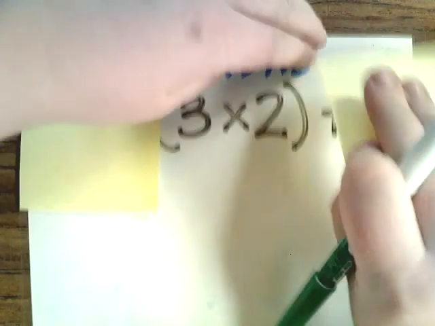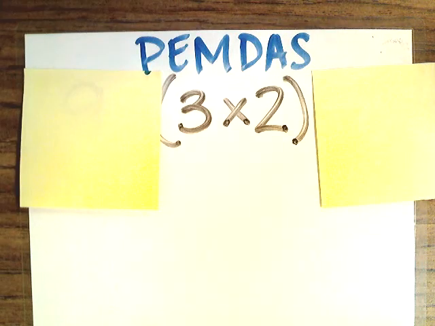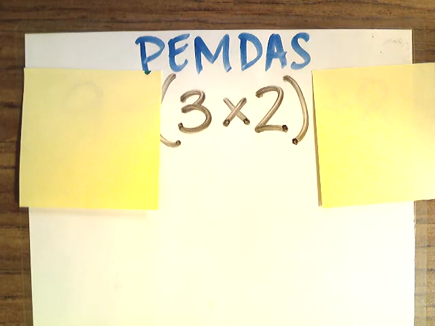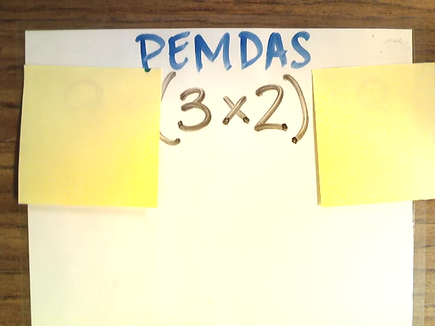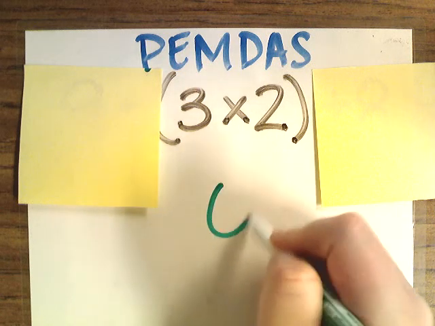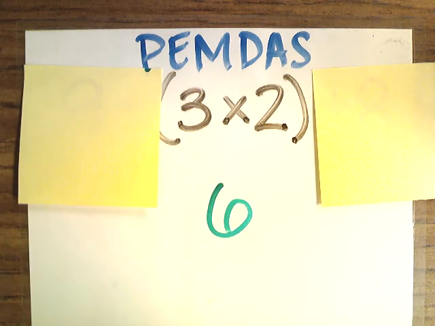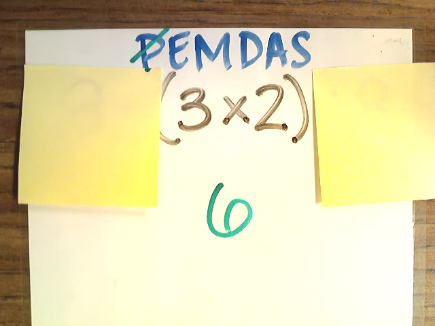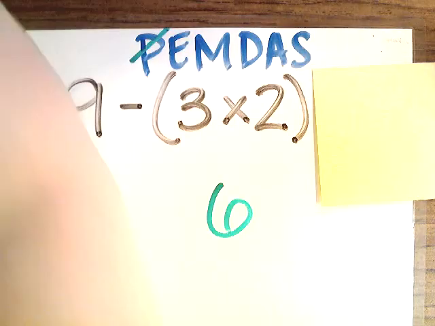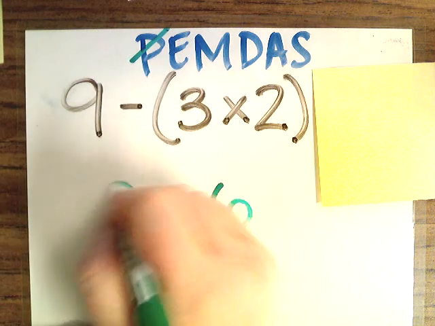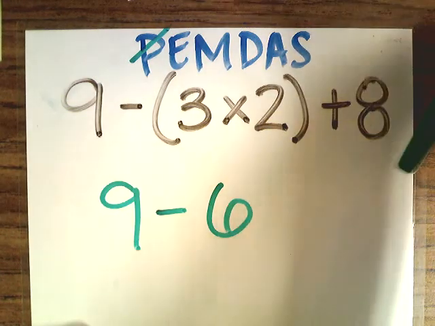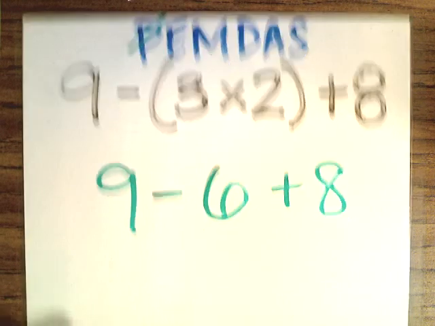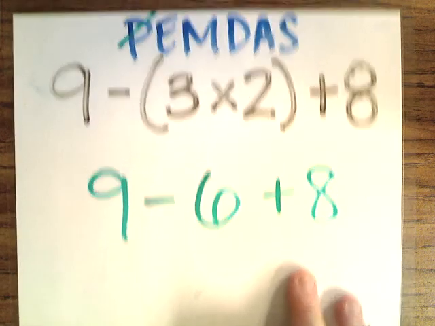3 times 2. Cover up the stuff next to it. So we're going to solve what's in the parentheses to make them go away because we don't like them. 3 times 2 is 6. Parentheses go away because we solved what was inside them. Cross out the P. We have to write everything before it and everything after it. Okay? This is what we're left with.